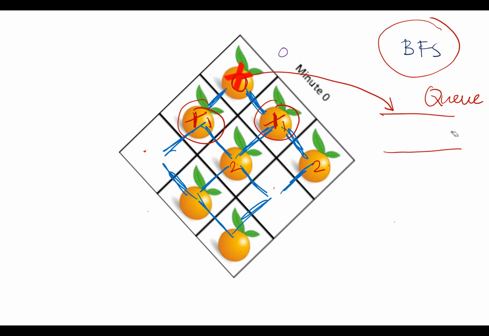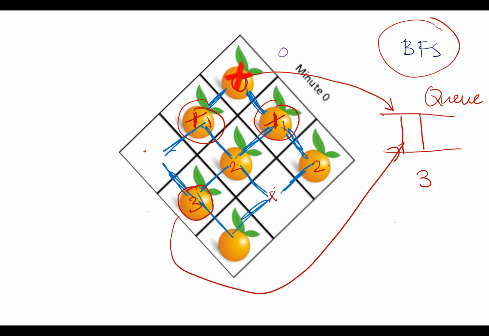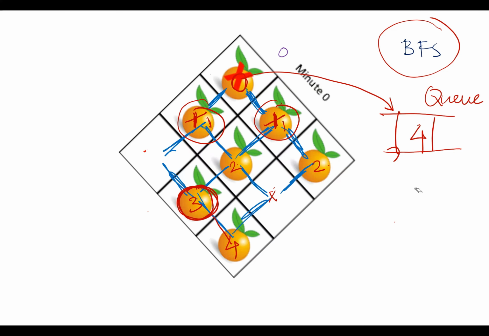At time 3, we just take all of these out and then put the neighbors of these two oranges. So what are the neighbors of these two oranges? You see that this neighbor is nonexistent, but this one is. So this is 3, so this is going to be put into the queue, right? And then at time 4, we take the neighbor of this orange, which is this one. So this is 4. So in total, we need 4 minutes to make all the oranges rotten.